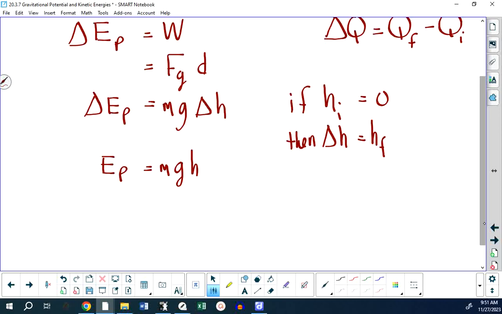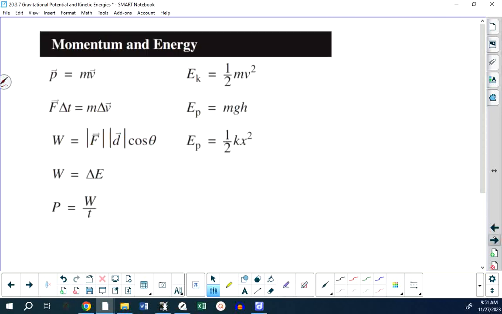Anyway, this is how we get this formula, and I suspect that in Science 10 you weren't explained how that formula arises. You're just told EP is mgh, but it has to do with you're working against the force of gravity and you're multiplying by a displacement vertically. All right, if you go to your formula sheet, you'll find this under momentum and energy. It's right here. It doesn't say gravitational, but you need to know that that formula is for gravitational.